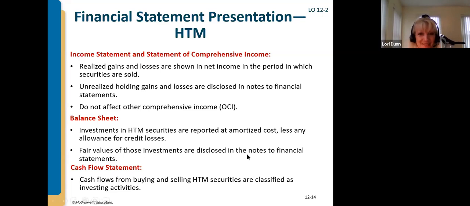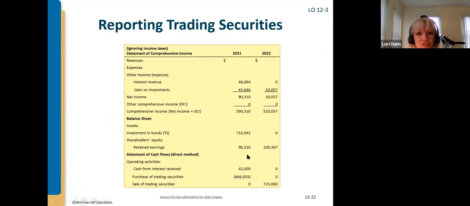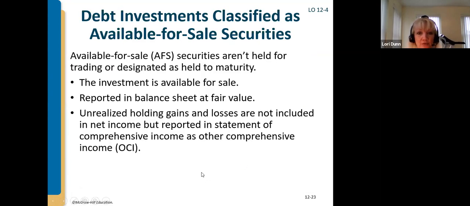All right, then let's look at our last category. Available for sale. They're pretty much like trading securities, how they're reported, but with one major difference. So one more time, trading securities report at their fair value on the balance sheet. Any difference between fair value and carrying value of the investment is reported as a gain or loss on the income statement. Held to maturity, report them at their carrying value on the balance sheet. There is no gain or loss to report until you actually sell it.